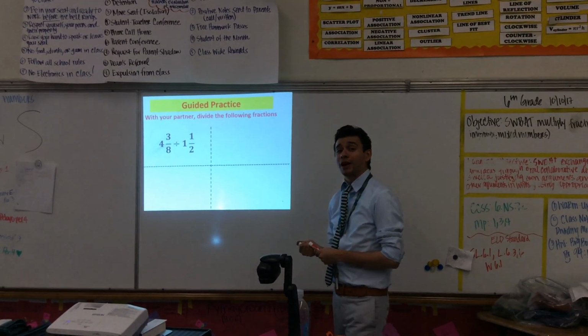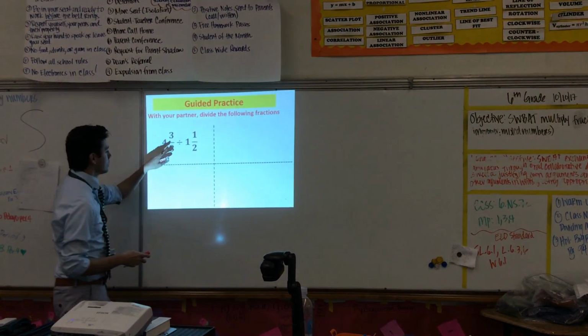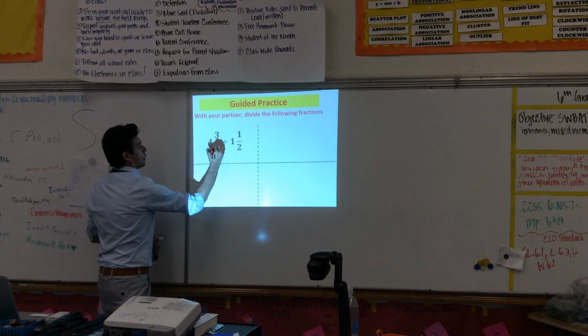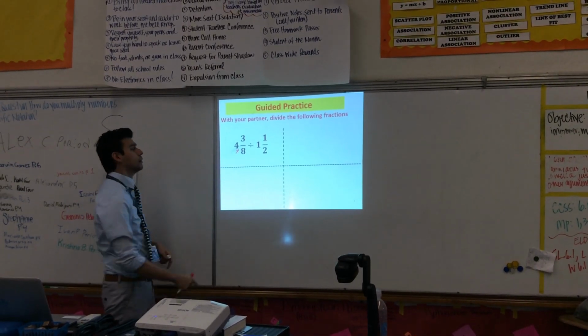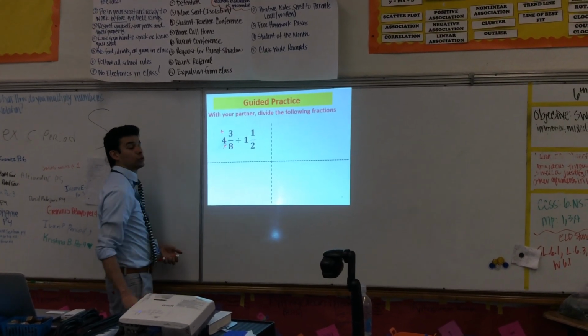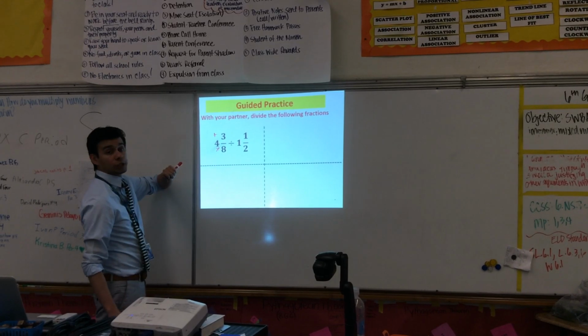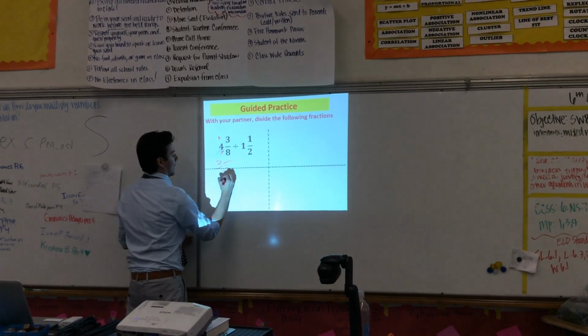Into an improper fraction. So in order for you to do that, remember, you get your denominator, multiply by the numerator, or I'm sorry, that's wrong. Mr. Hernandez, what's wrong with you? Denominator times the whole number, and then add that into the numerator. So 8 times 4 is 32. 32 plus 3 is 35 over 8.